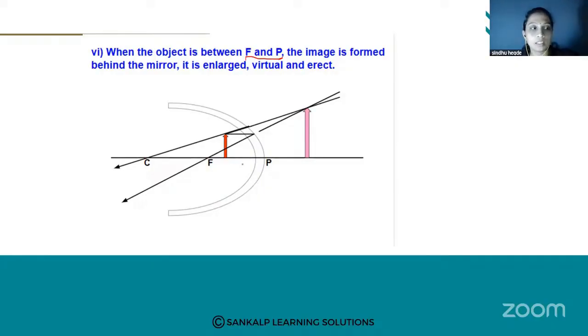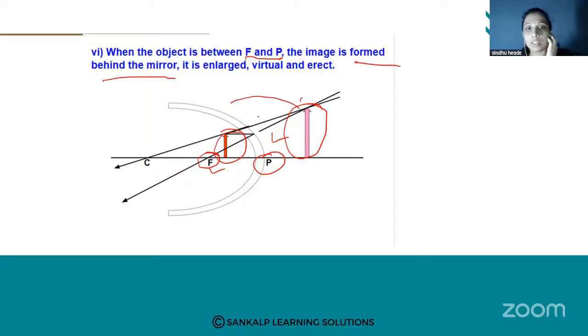See this diagram carefully. Here, the object is between this point F and P. P is nothing but pole. F is principal focus. Object is here, in between F and P. Now, the image is formed here. The image is formed beyond the screen. See, screen is here, but the image is formed beyond the screen.